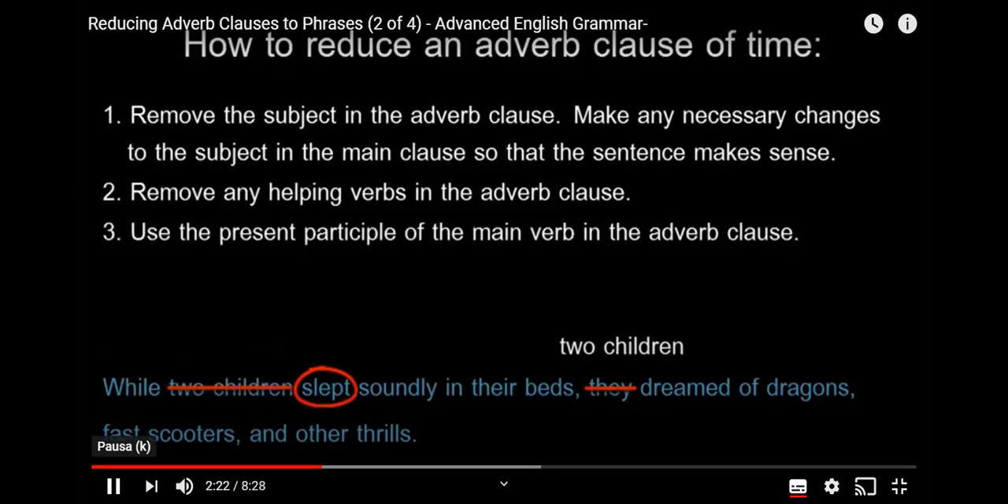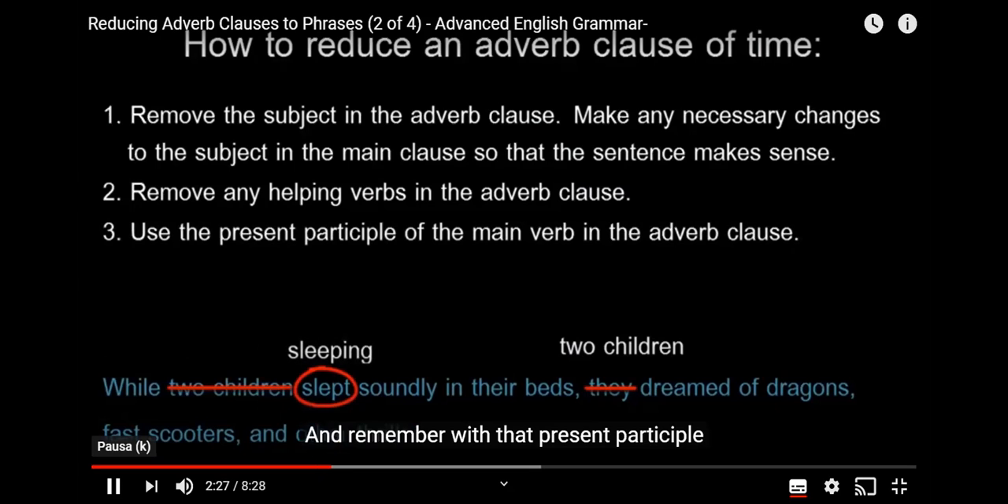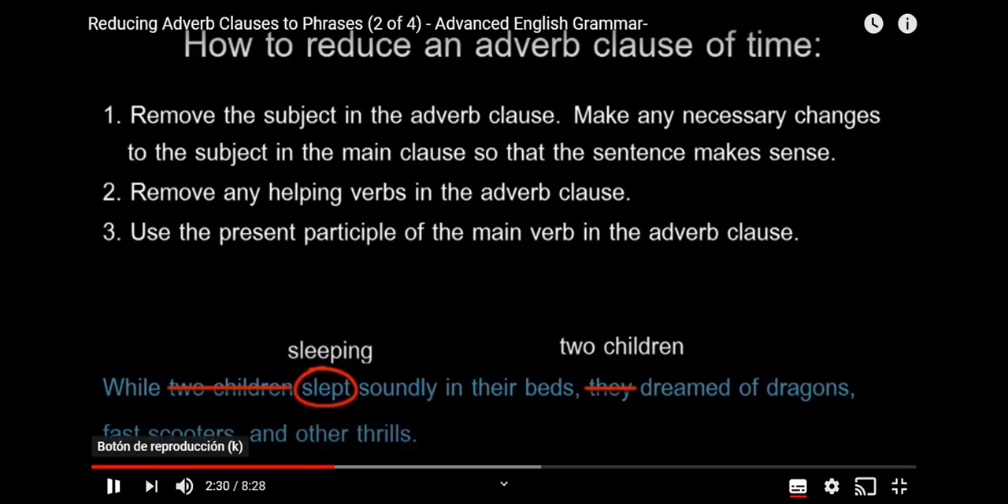Three, focus on the main verb. Use the present participle. And remember, with that present participle, you're expressing an active meaning. Okay, and number three, look at the main verb and you need the present participle. The present participle is sleeping, right? Present participle, all the verbs are in base form plus ing: running, drinking, watching, dancing, eating. Okay, that is the present participle. Very good.